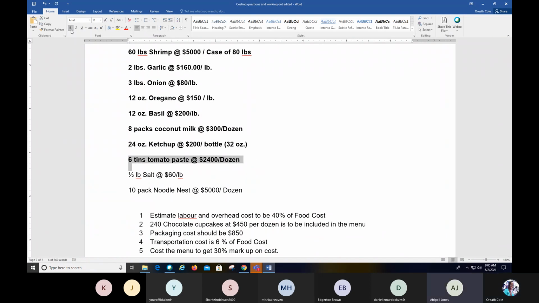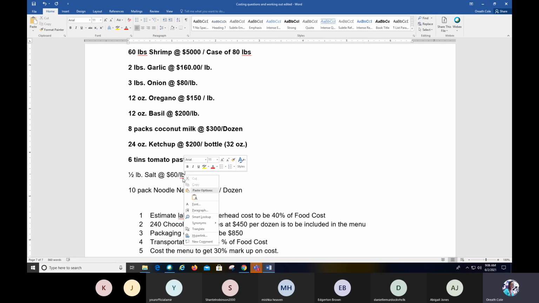Six tins of tomato paste at $2,400 per dozen. All right, Miss, and what do we want to know? We want to know how much for six tomato paste. And we know the cost for how many? The cost for 1 dozen is 2,400. No, so a dozen is how much? 2,400. No, how much is a dozen? Not the cost. 12. 12, right. So six is half of it. Next one.